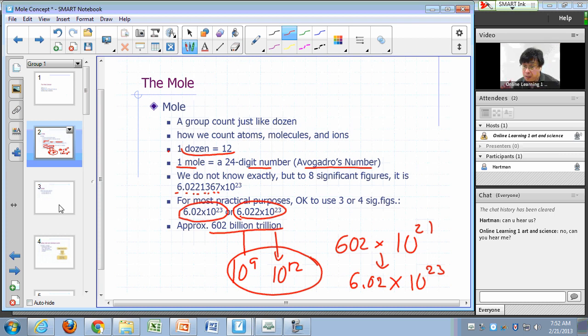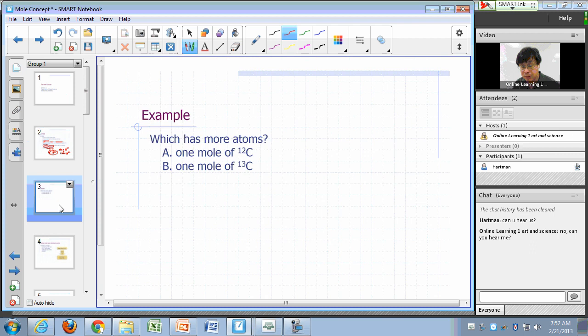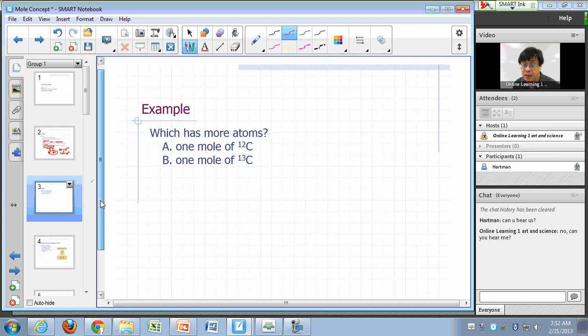So keep in mind, when we talk about moles, we're just counting things. So whatever applies for small counts, it will apply for a mole count, pretty much. So here's a quick question just to check if you understand what a mole is. Which has more atoms? A sample that has 1 mole of carbon-12 or a sample that has 1 mole of carbon-13? Clicker question.